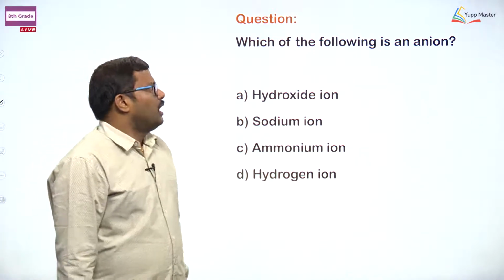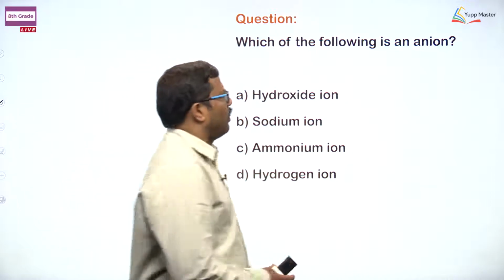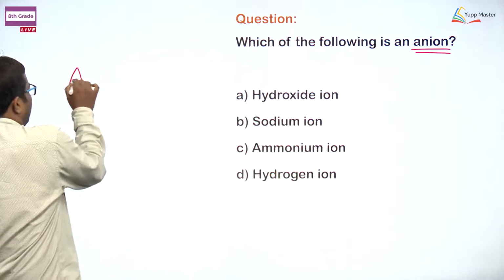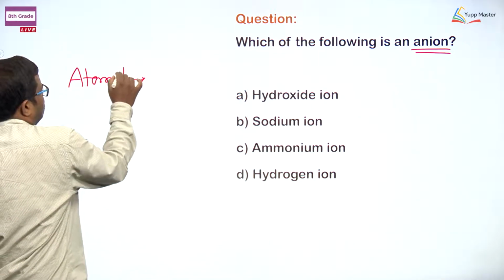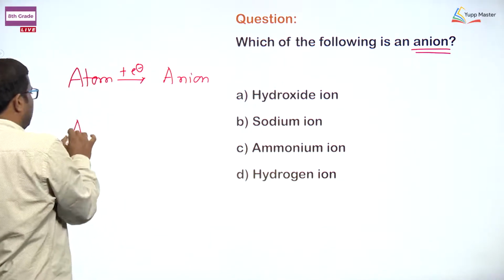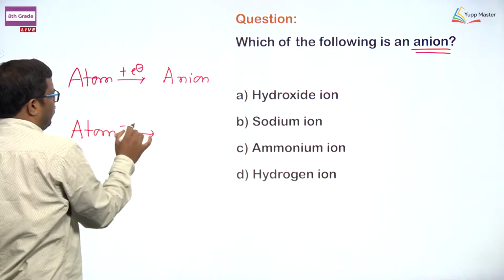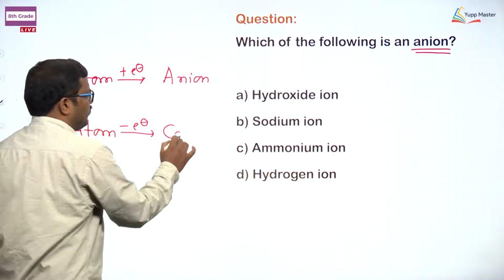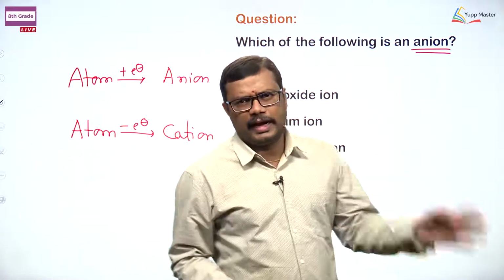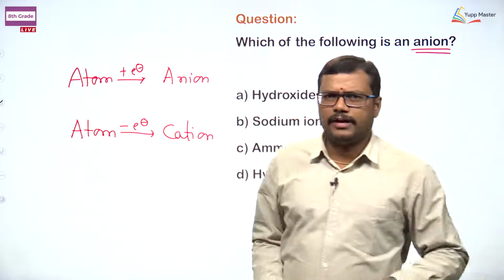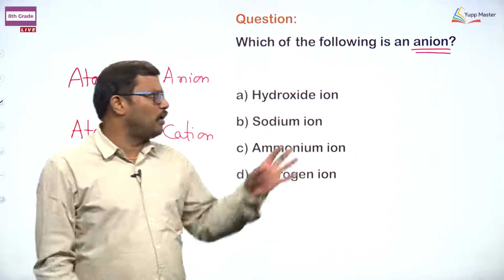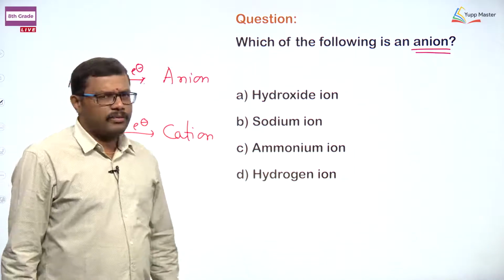Okay, right. Which of the following is an anion? In the previous class we discussed that when electrons are added to an atom, the atom converts into an anion. Similarly, when electrons are removed from the atom, it results in the formation of a cation. So, formation of anion and cation is easy. What we have to do is identify the anion from the following.